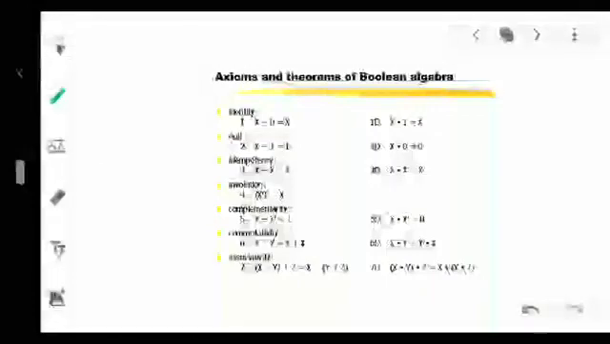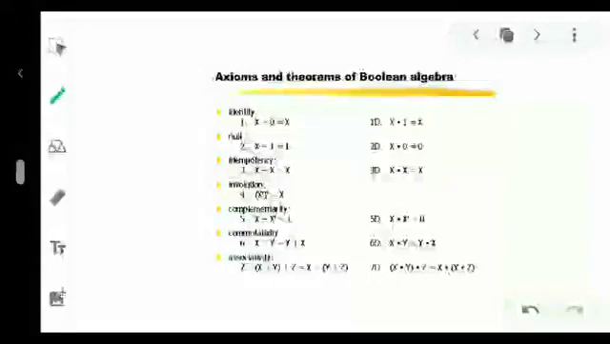Today we will learn about the rules of Boolean algebra. First rule is the identity rule. Identity rule says that if you add x value with the 0, then we will get back the x value only. Okay, how? Let's prove.